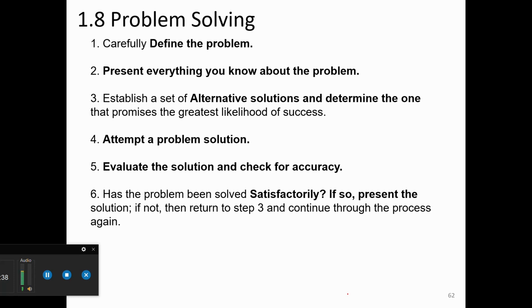Carefully, when we are solving circuits, we'll apply specific techniques. We'll carefully observe the circuit and present everything about the problem, like what is in series and what is in parallel, and then establish a set of alternative solutions and determine the one that promises the greatest likelihood of success. Attempt the problem solution, evaluate the solution and check for accuracy. Has the problem been solved satisfactorily? If so, present the solution. If not, return to step 3 and continue the process again.